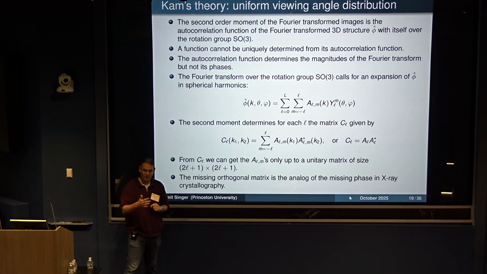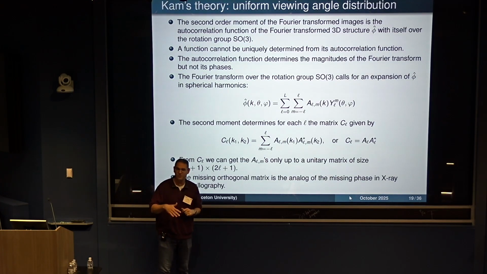In the Fourier domain, we know that if we take the Fourier transform of projection images, they correspond to slices. So now take two frequencies, multiply them, and average over all the images. Every image corresponds to a different slice, so what you're going to do is integrate over the rotation group SO3. What are you going to integrate? Basically, the product of the Fourier transform of the molecule times itself.